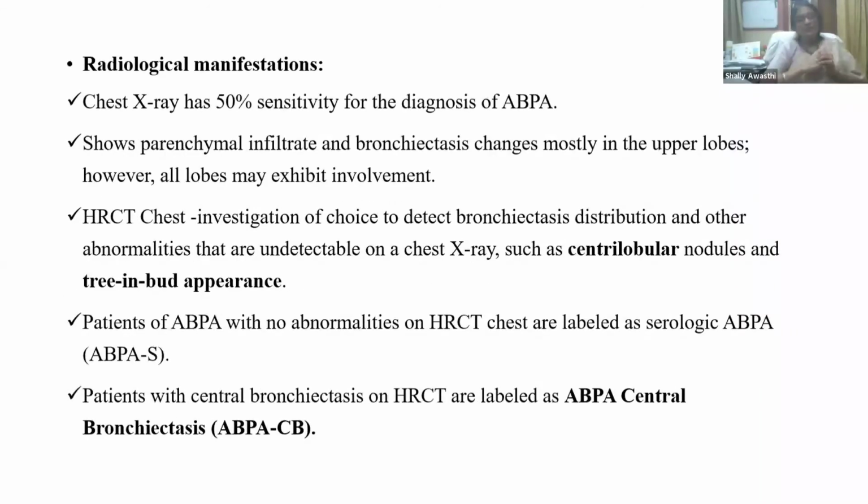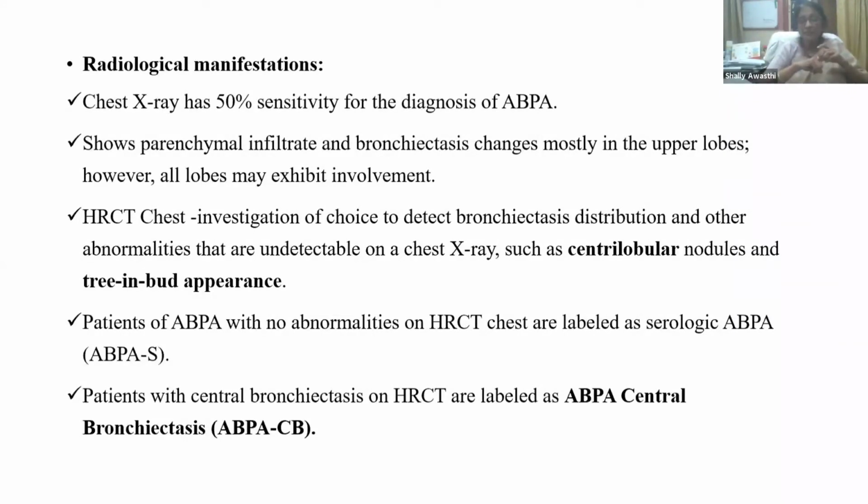Now, radiologically, I told you we get pictures which are suggestive. However, chest X-ray has only 50% sensitivity for diagnosing ABPA. It shows parenchymal infiltrates and bronchiectasis, mostly in the upper lobe. However, all lobes may get involved. It could be fleeting.